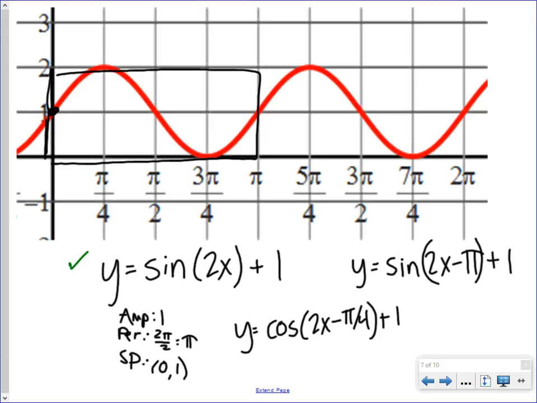Again, I would say that's most people's equation because if you start at 0 for x, you don't have any horizontal shifts to worry about, right? So it's probably the easiest one to write. This one here, we've got an amplitude of 1, a period of 2 pi over 2, which is pi, and a starting point at (pi, 1). Because, did you say minus pi? So then when you pull it out, it would be positive?